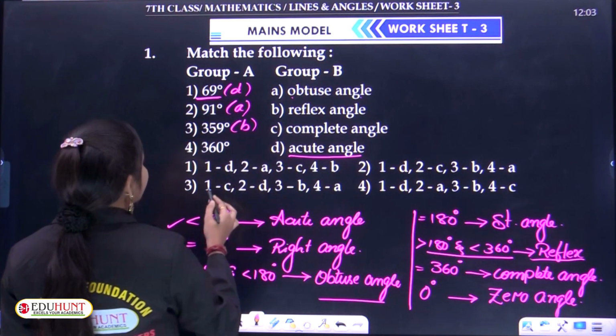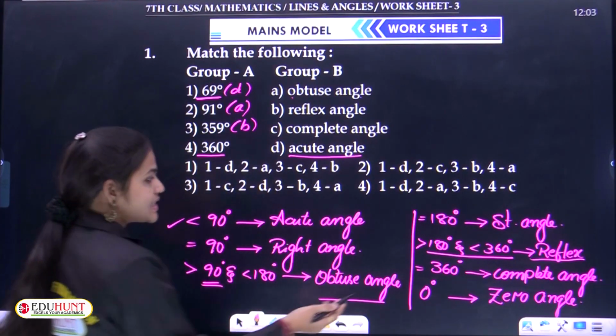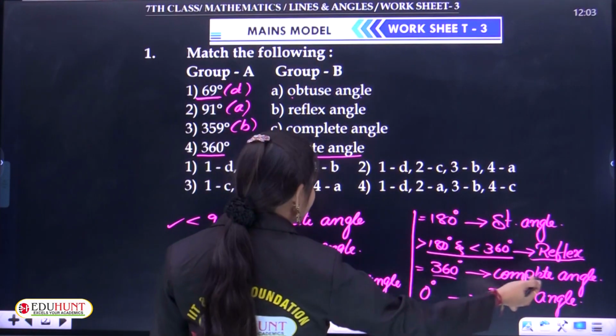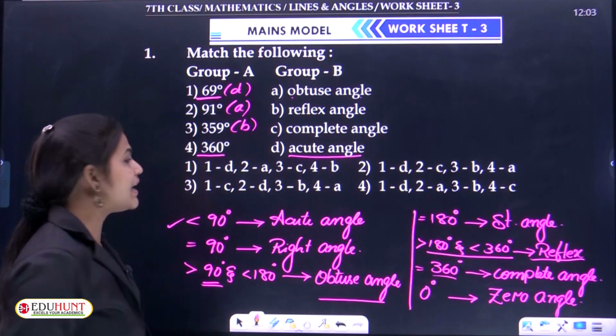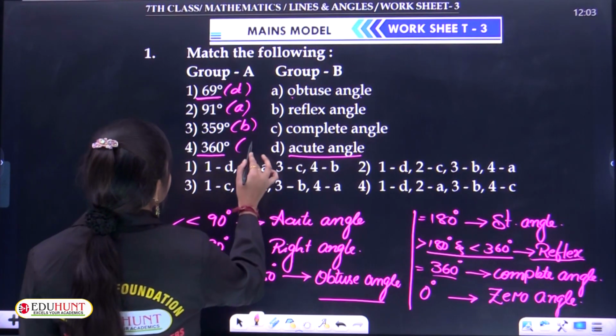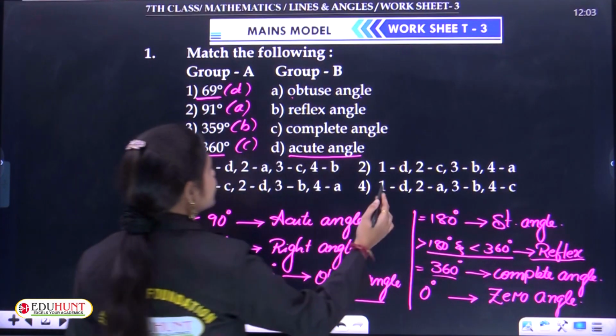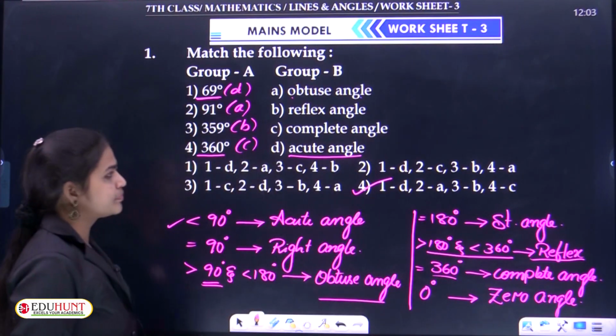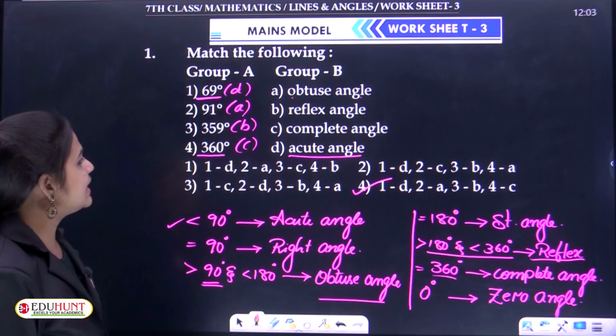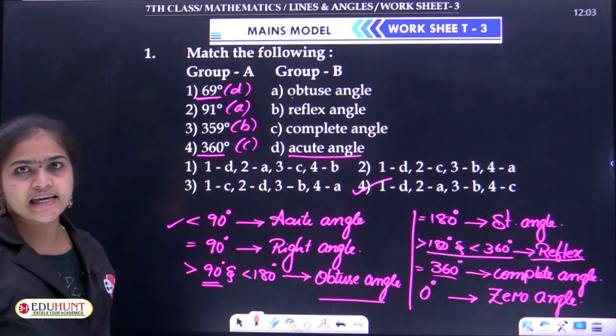This is B. And here exactly equal to 360. 360 means that is complete angle, option C. Clear? D, A, B, C. Which option? D, A, B, C. Option 4 is correct here. The fourth option is correct.